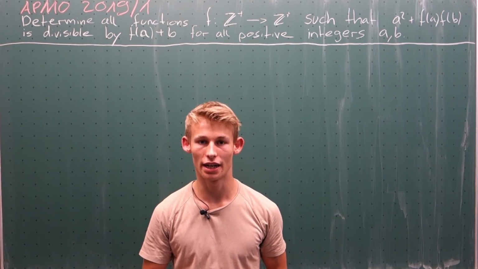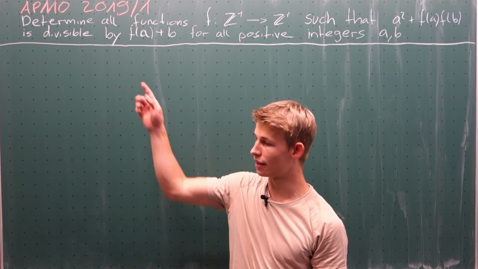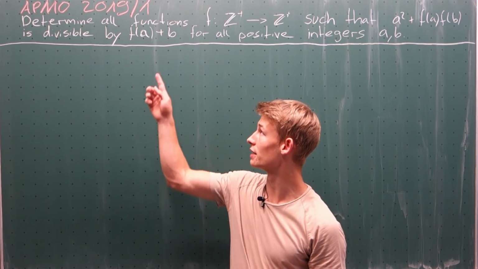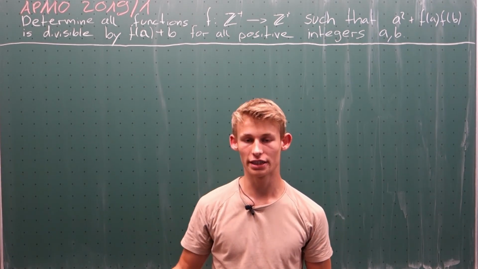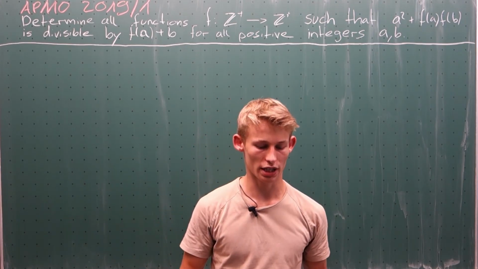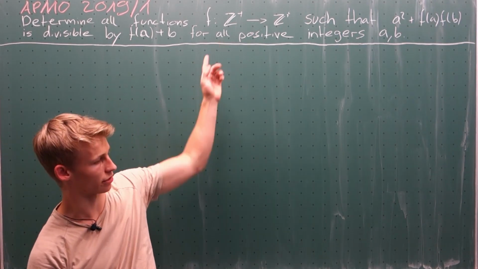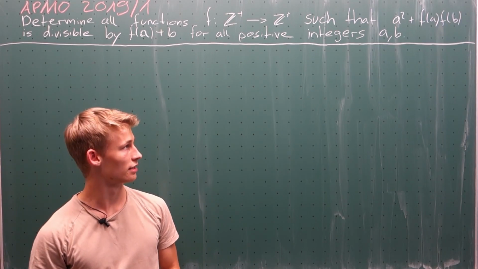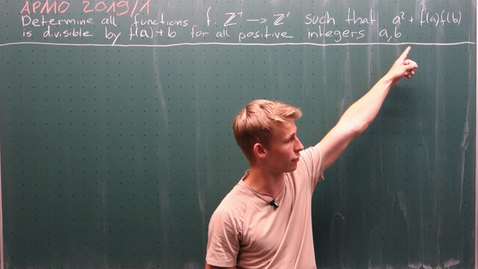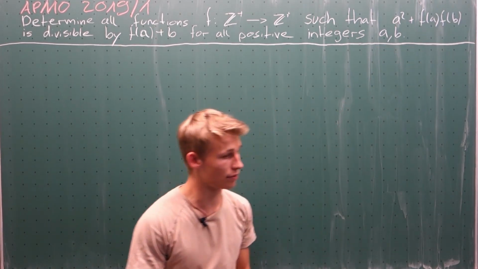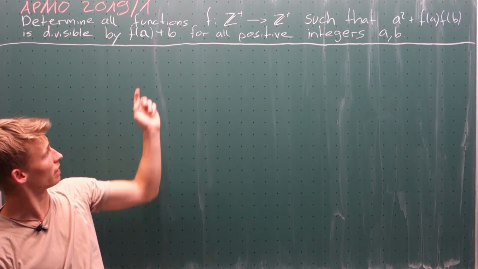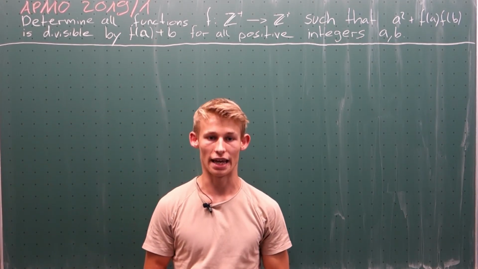Hey guys, today I want to present the solution for the Asian Pacific Math Olympiad 2019 problem 1. At first, let's have a look at the problem statement. We are asked to find all functions from the positive integers to itself such that a squared plus f of a times f of b is divisible by f of a plus b for all positive integers a and b.